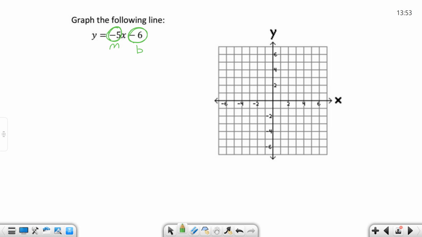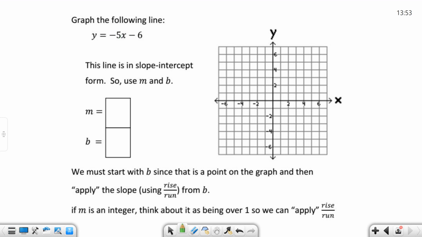So here, again, we are in what form? Slope-intercept form. So guess what? We're going to use m and b. Remember, when it's in slope-intercept form, the most efficient way to graph this line is to use m and use b, the slope and the y-intercept. There is no better way to graph these lines. This is the best way. So then m, remember this is m, so negative 5 is m, and then b is the thing by itself here. So there's b, so negative 6 is b. All right?